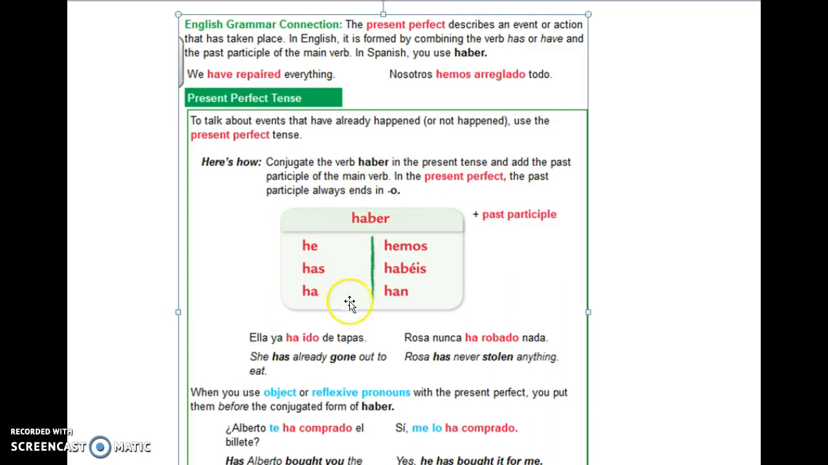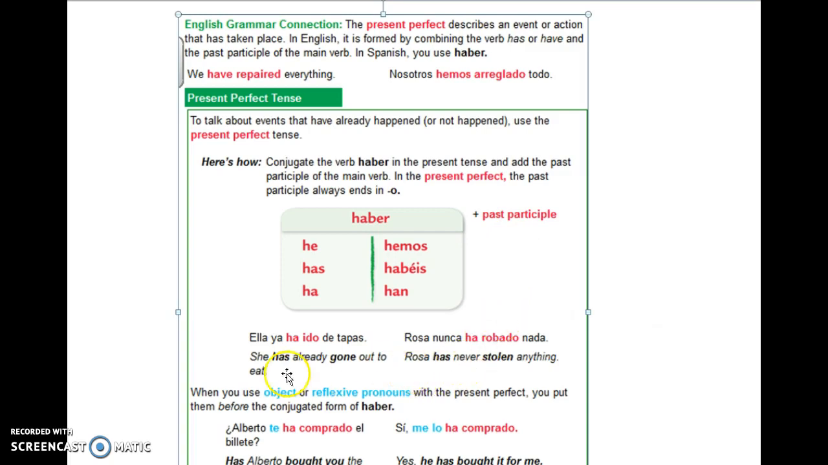So first, we're going to use he, has, ha, hemos, habéis, or han as our helper verb. Those are the present tense conjugations of the verb haber. Please note that the H is always silent. Has, hemos, habéis, han. There's no H sound there whatsoever. The past participle typically will end in ado or ido, but we're going to have the exact same irregulars that we looked at when we did this with estar. So abierto, devuelto, muerto, all those same irregulars are going to come into play here.